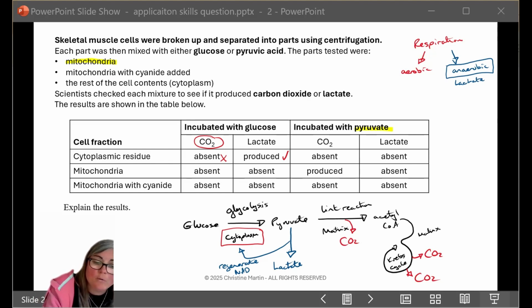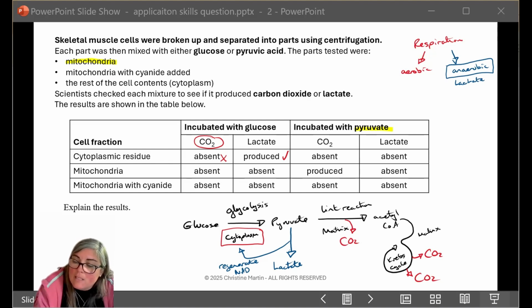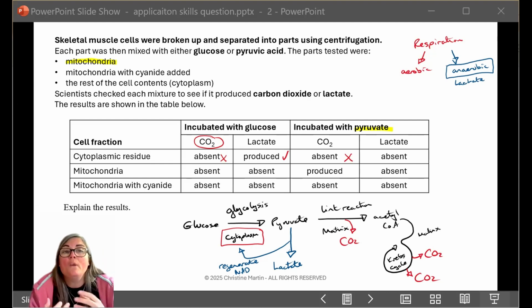So we're now looking at pyruvate, and we know that the pyruvate needs to go into the mitochondrial matrix for the pyruvate to be converted into the acetyl coenzyme A. Well, we can see that carbon dioxide is absent when there is pyruvate incubated in the cytoplasm because there is no way in which we can convert the pyruvate into acetyl coenzyme A without the enzymes that are needed within the matrix. So that shows us that doesn't happen.